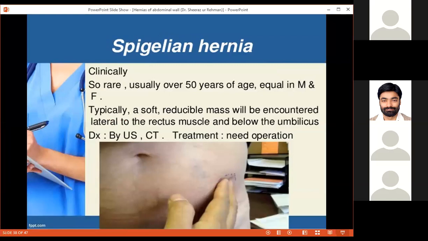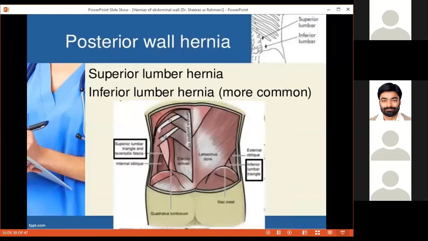So you see these are the landmarks, the umbilicus. The hernia is far on the lateral side of the rectus. Okay, we're talking about posterior wall hernias. So basically, the posterior wall has lumbar hernias. The back is provided by muscles which are latissimus dorsi, erector spinae, serratus posterior, internal oblique. They form a grid of muscles, and when there is a defect, the hernia tends to protrude through it.